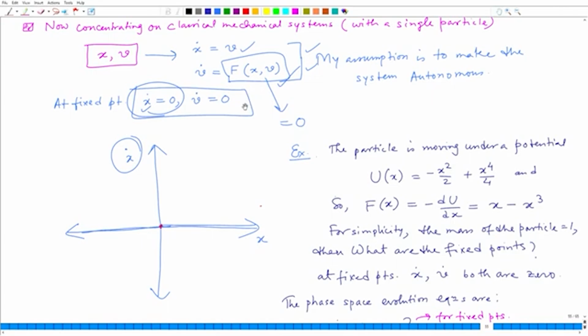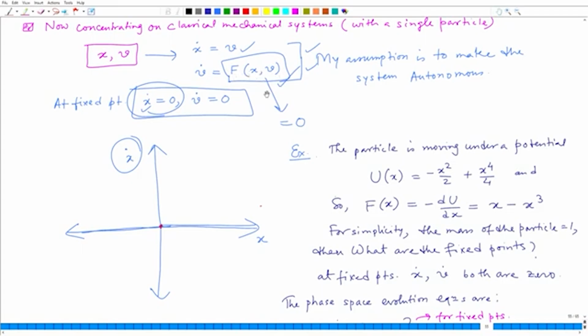So, for classical mechanics, the first equation is trivial because dx/dt of the first phase space coordinate x is exactly equal to the second phase space coordinate itself, which is v. Now, dv/dt of the second phase space coordinate v is equal to some f which can be a function of both x and v.